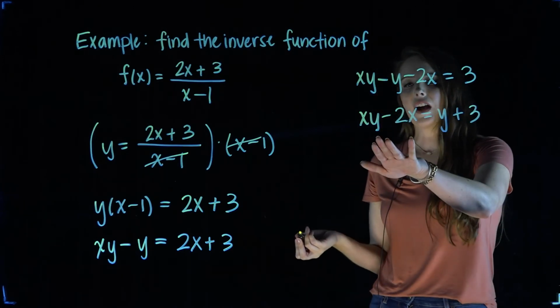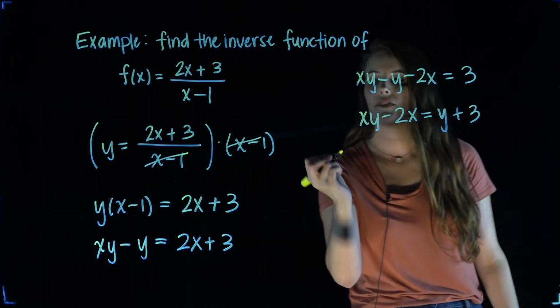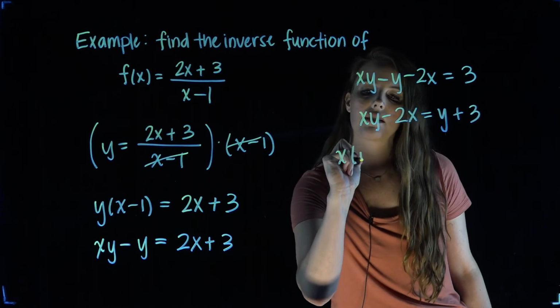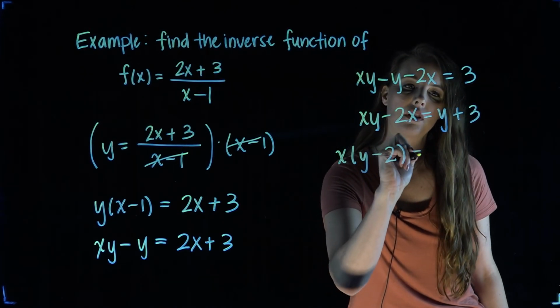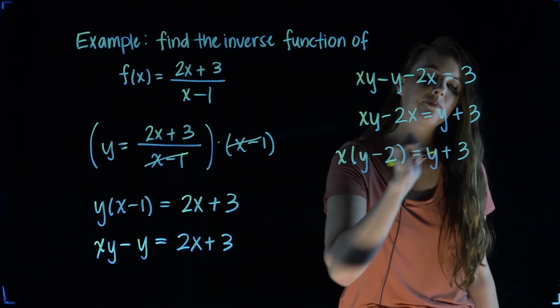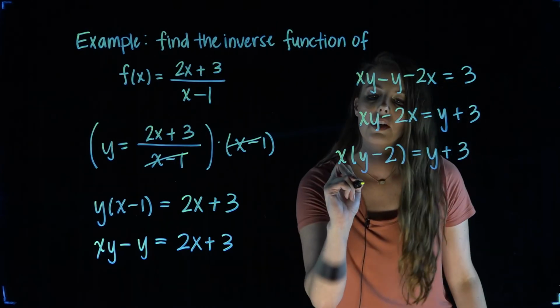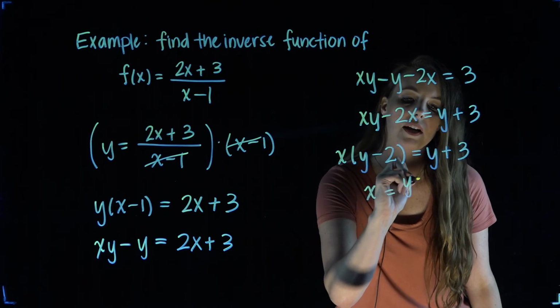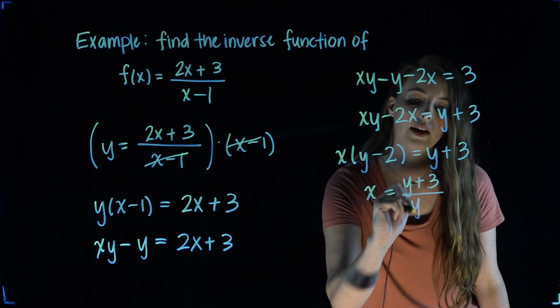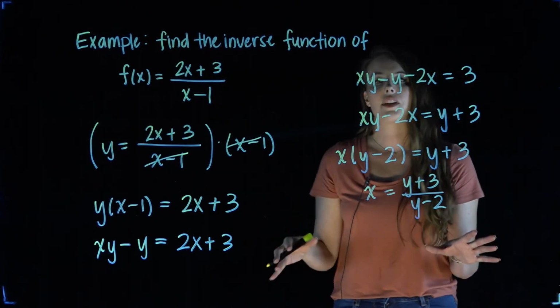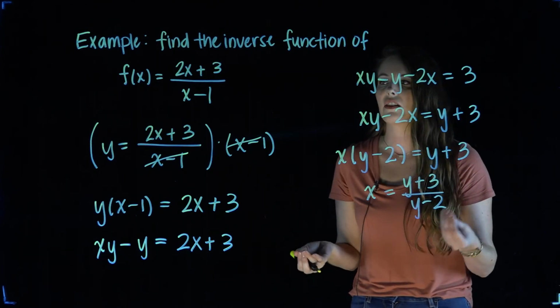Next step, I'm going to factor an x from both terms on the left-hand side here. So that gives me x times y minus 2 equals y plus 3. And finally, divide both sides by y minus 2. So I have x equals y plus 3 over y minus 2. So now step 2 of the process to find the inverse is done.